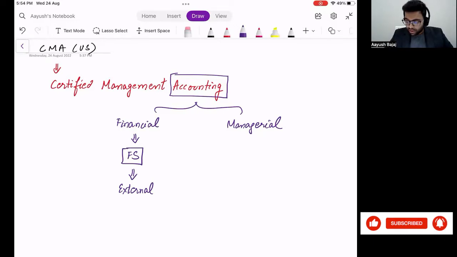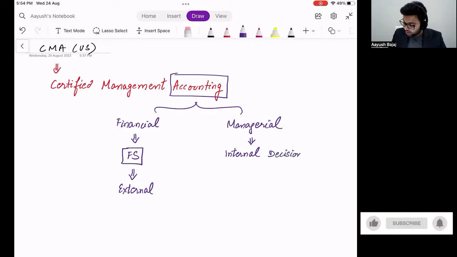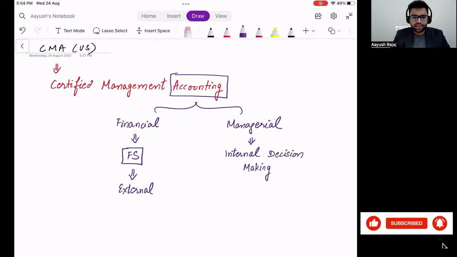But what is management accounting? In every company, the management needs to take a lot of important decisions: cost control decisions, analysis decisions. Those internal decisions are handled by the people having this CMA. So CMA is used for internal decision making, and hence management accounting is for internal decision making. Just to differentiate between financial accounting and management accounting: when you're assisting the management to take important decisions for their internal analysis, for their internal purposes, that is management accounting.